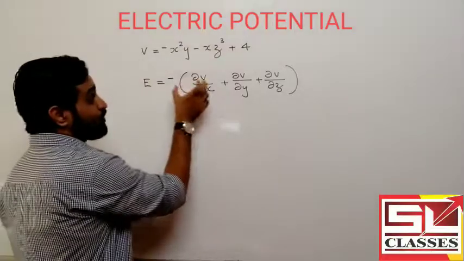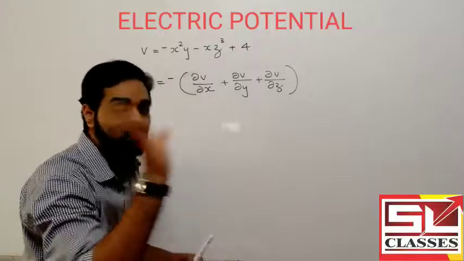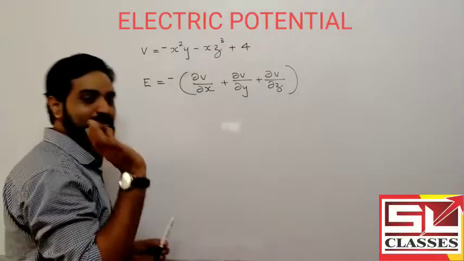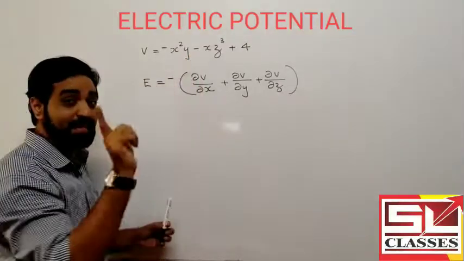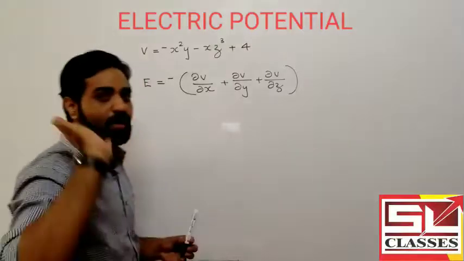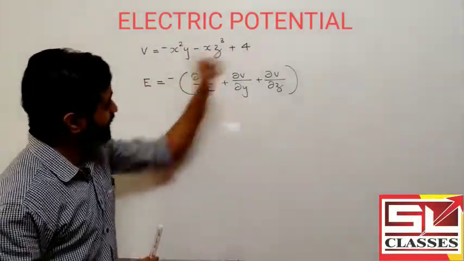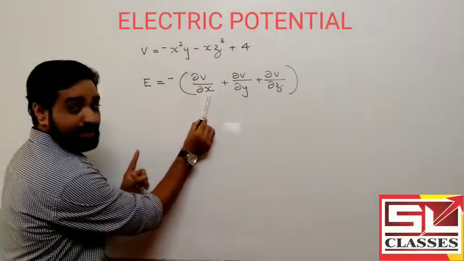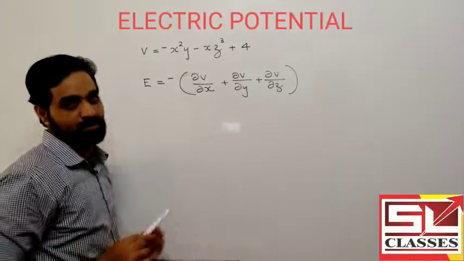So when we do this derivative with respect to x, only x is the variable, and all other terms are constant. y is taken as constant, z is taken as constant, this 4 is also a constant. So in the first step, when we take the derivative of this function, only x is considered as the variable and all other terms are constants.